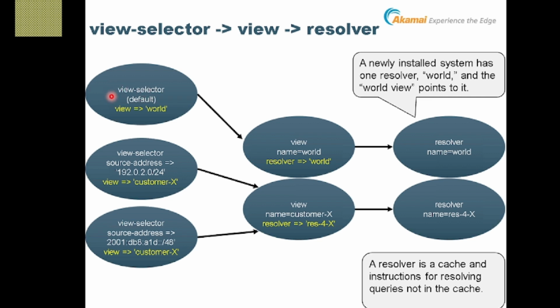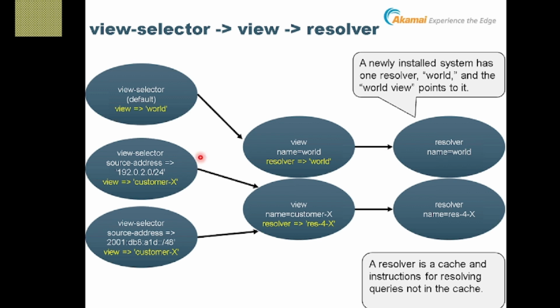So a request came in. I have only one view selector called the default view selector. These don't have names, so I shouldn't say it's called default because it's magic. It doesn't have a name. It goes through the world view, which points to the world resolver. The world resolver started at the top, found .com, found spooner.com, got the IP address, and sent it back to the client, which was dig in that case.